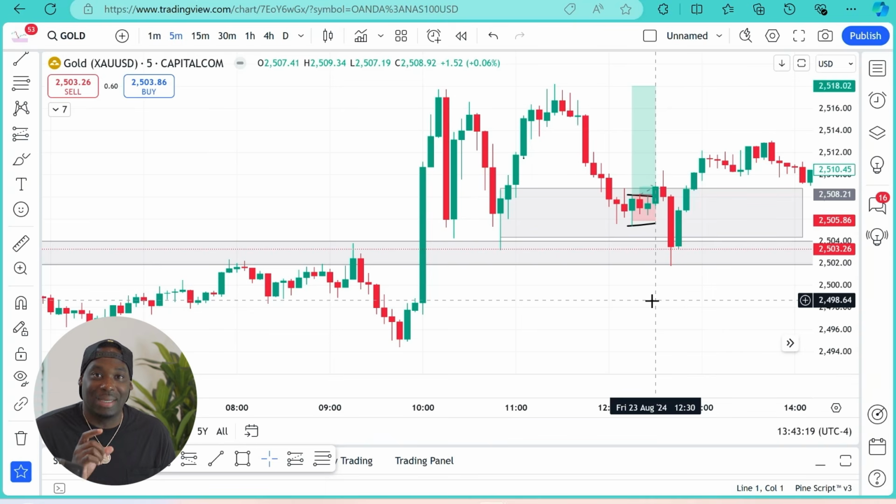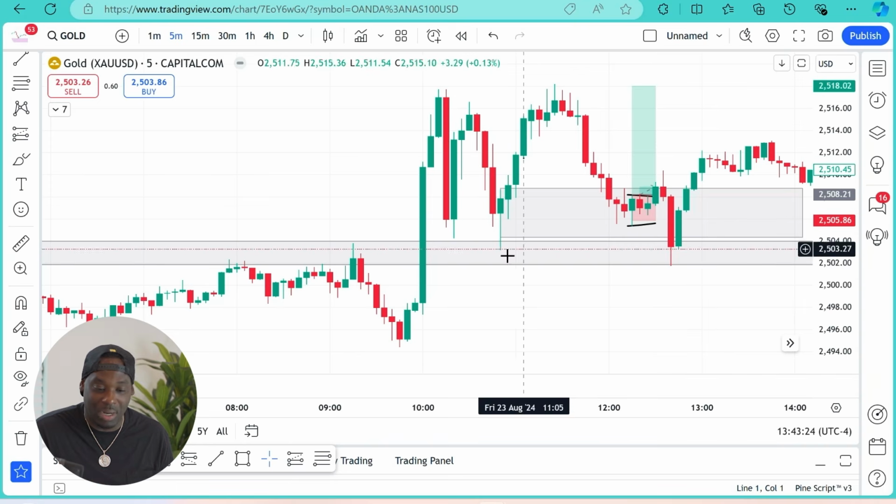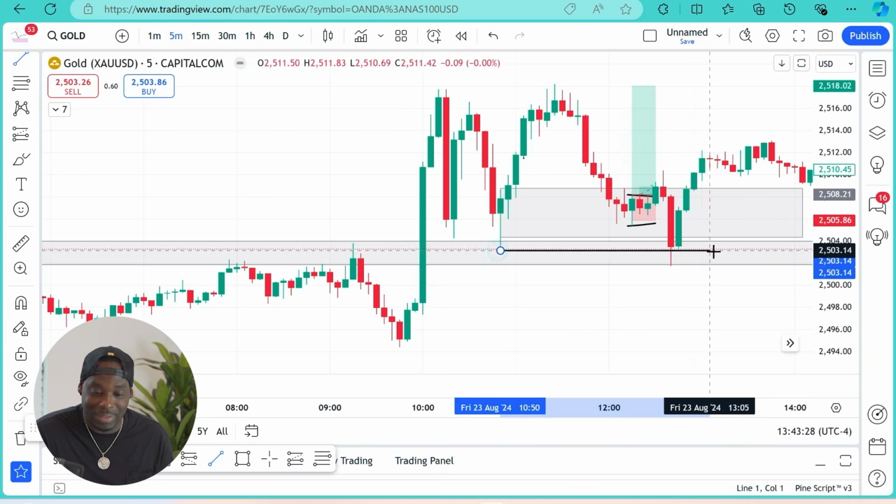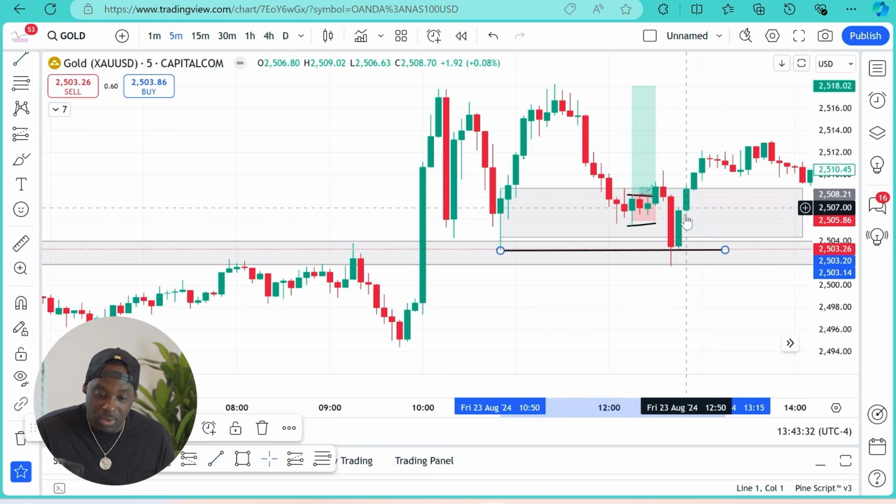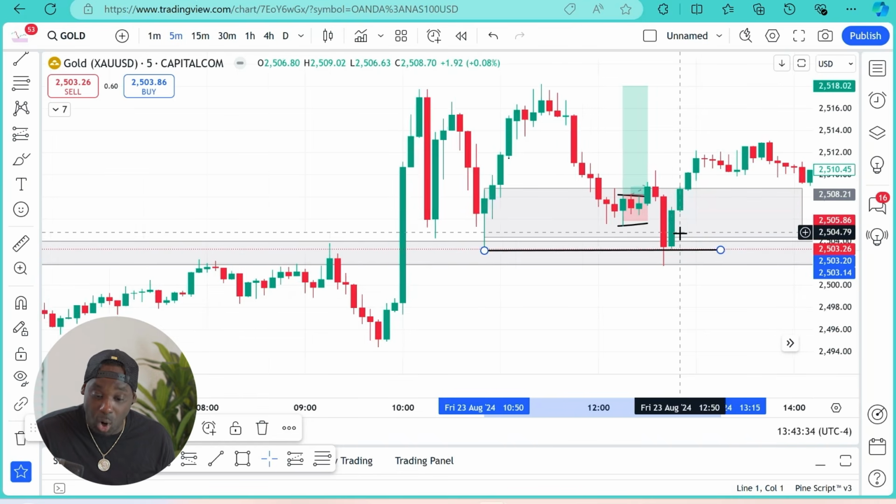That is 100% incorrect. The zone is still valid if it doesn't break it that much. Notice how we still are at the lows right here, okay? Look at these lows right here. We're still at the lows. It didn't go past these lows that much. So guess what? Notice how we have this nice bullish bar right here.